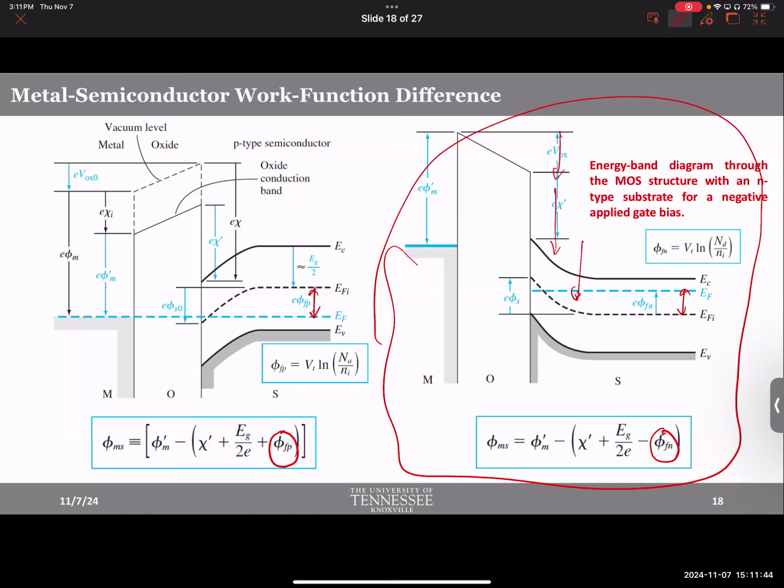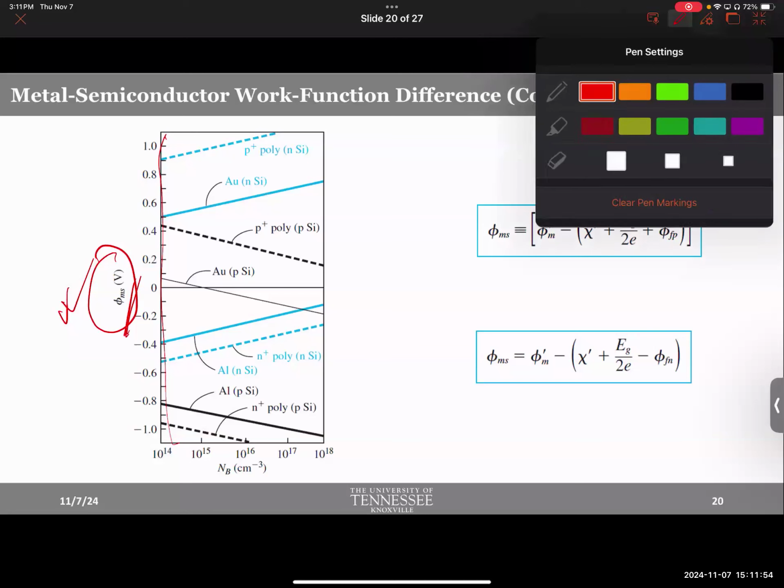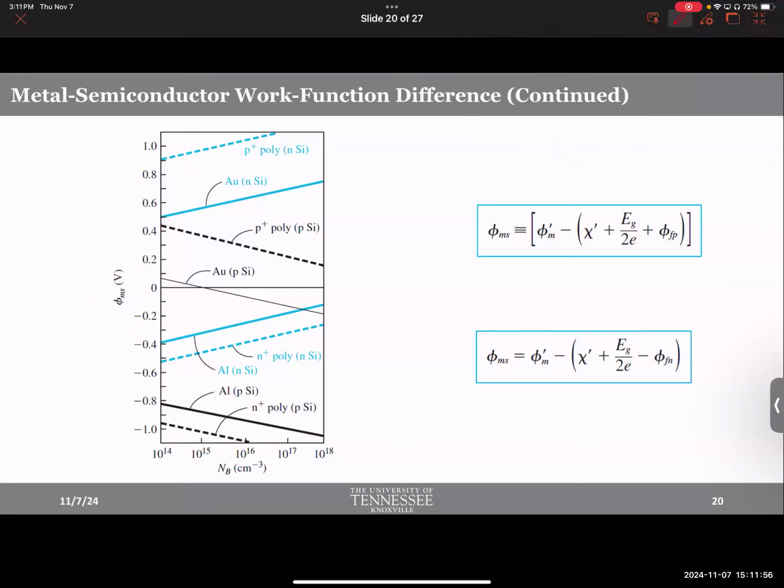And engineers figured out, they found equations. So we no longer have to deal with this anymore. We could always just look at a chart like this. So phi ms, which is the metal semiconductor work function difference, for different metals, gold, aluminum. This is obviously not a conclusive list, as you can tell, right? This is a sample. So you have graphs like this. In the semiconductor industry, you no longer have to deal with those equations. You basically just plug in numbers from this.